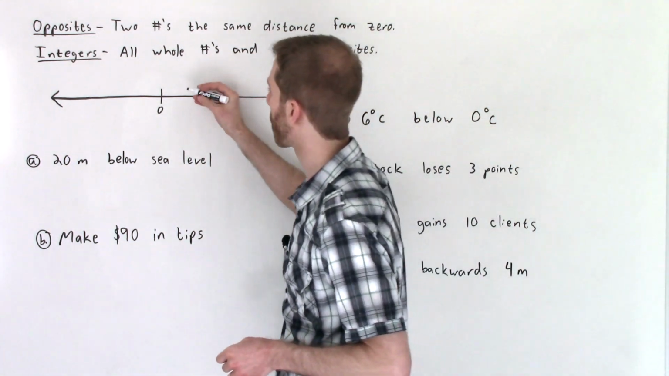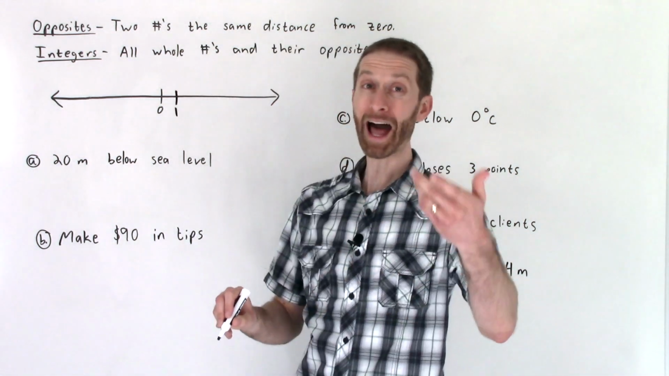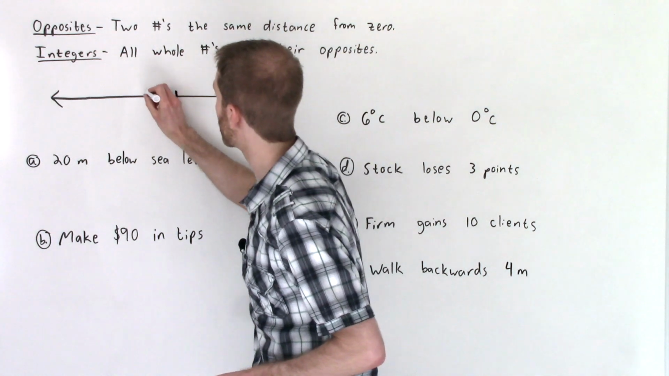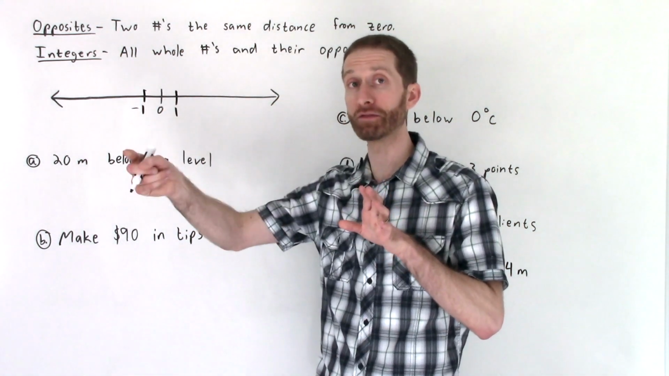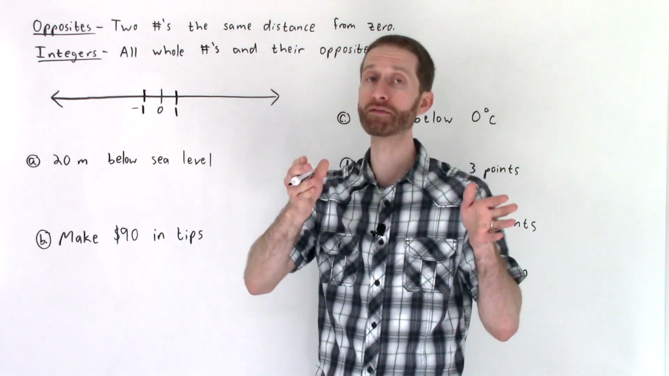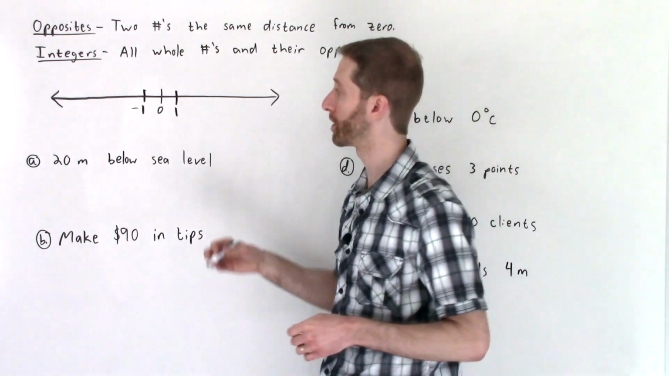So let's say I have the number 1 on a number line. I'll put it right here, the number 1. Well, its opposite would be something called negative 1. Negative 1 just symbolizes that we are to the left of 0, 1 rather than being to the right of 0, 1. The distance that each of these numbers are from 0 is still very much the same.